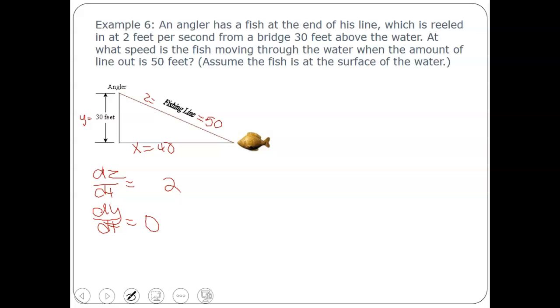Where you goofed up is dz/dt needs to be negative, because it's coming at you. So it's negative dz/dt because it's shrinking the length of line. So what are we looking for? dx/dt.